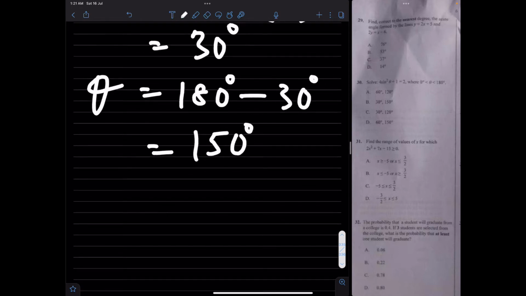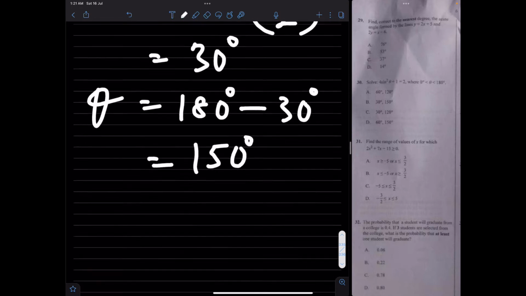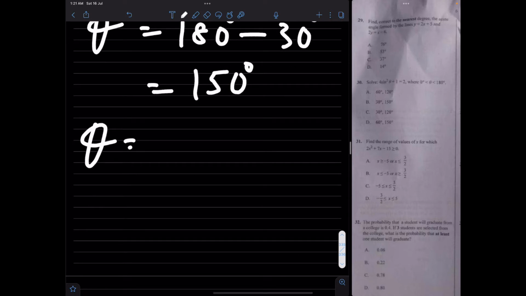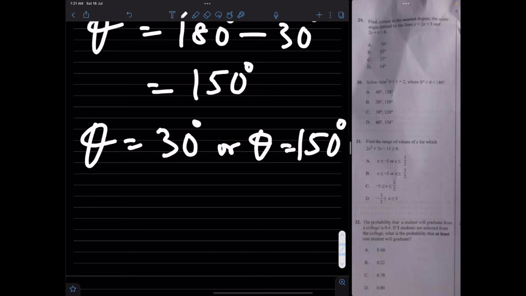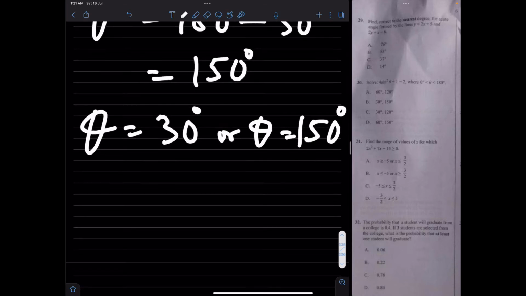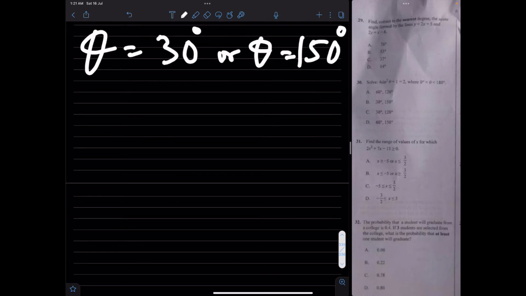These are the only values of theta that will satisfy the equation. Therefore, theta equals 30 degrees or theta equals 150 degrees. And the correct option is B. Now we go straight to the next, which is number 31.